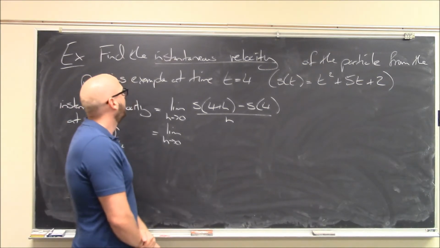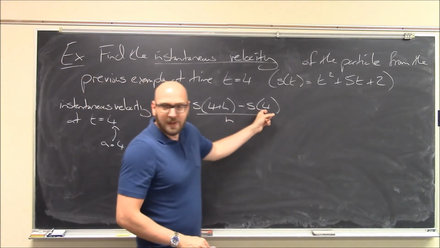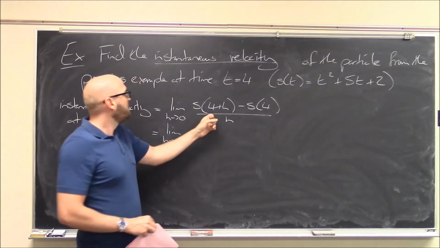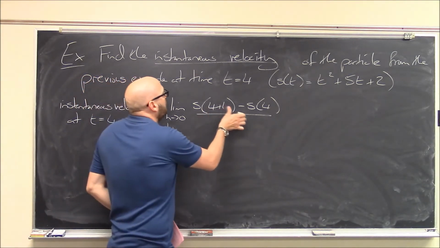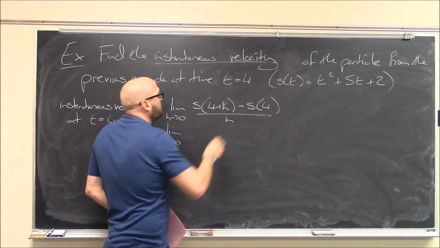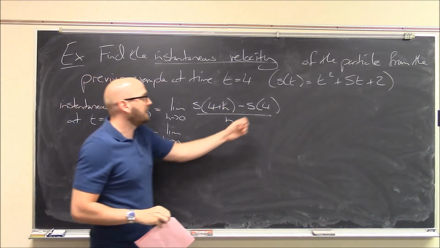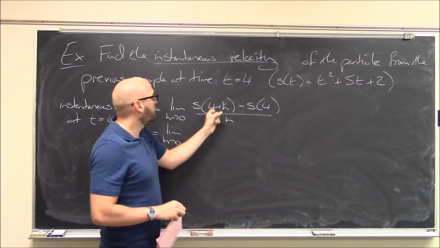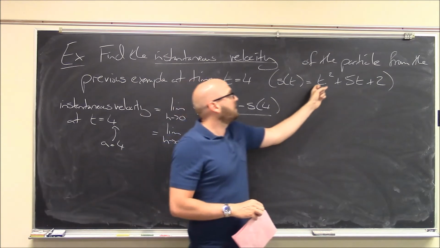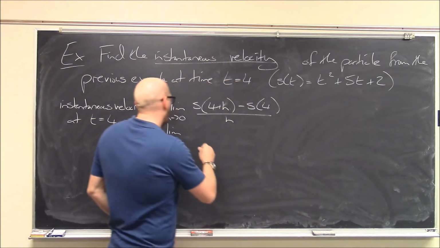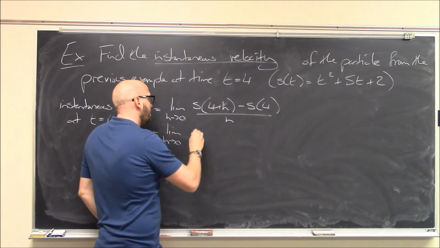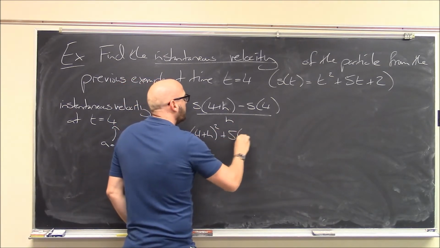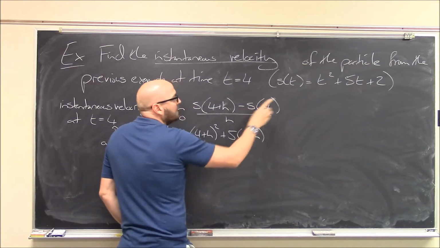So what does s of 4 mean? It means you're plugging in 4 everywhere you see t. I don't think many of you would struggle with that. But s of 4 plus h, all of a sudden, quite often throws people for a loop. It's the same thing: s of 4 plus h means plug in 4 plus h everywhere you see t. So s of 4 plus h is going to be 4 plus h squared plus 5 times 4 plus h plus 2.